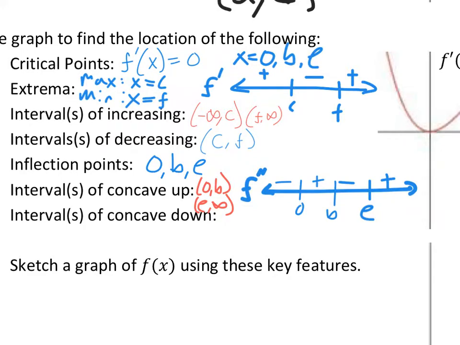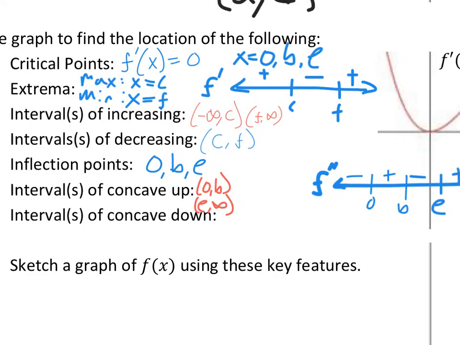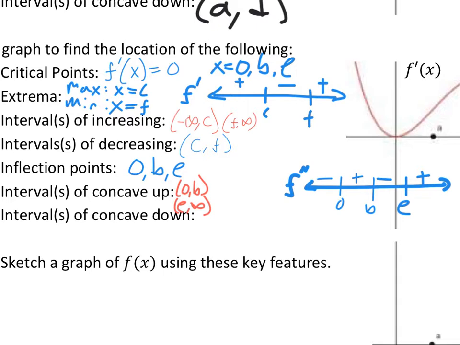And let's move this along. Concave down, looking at our sine graph there. The concave down is where we're negative. And so that's from negative infinity to 0 and from B to E. All right?